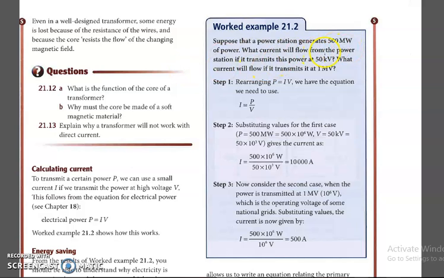What current will flow from the power station if it transmits this power at 50 kilovolt? What current will flow if it transmits just 1 megavolt? So we have the equation power is equal to current into voltage. Just substituting the equation, we have to find the current. So rearranging the equation, we will get current is equal to power divided by voltage.